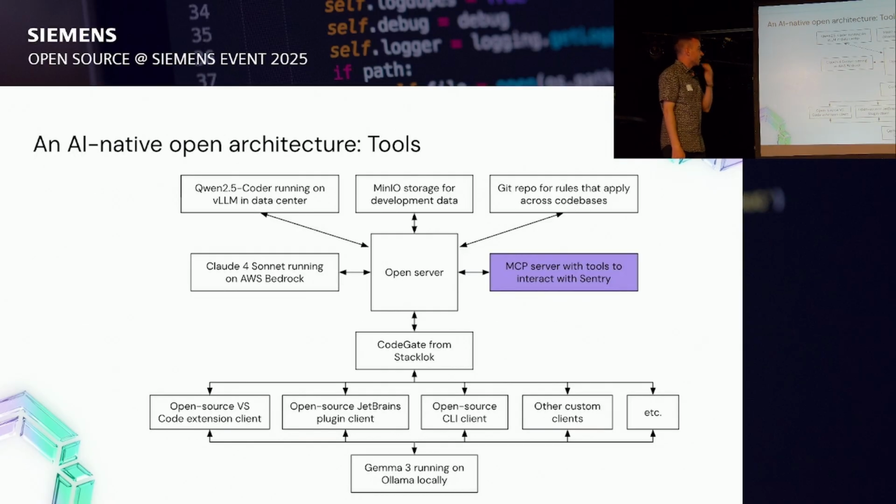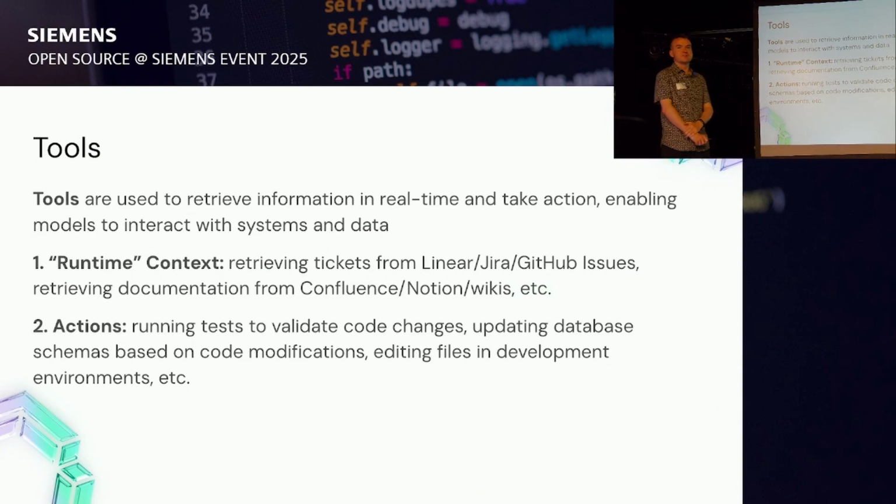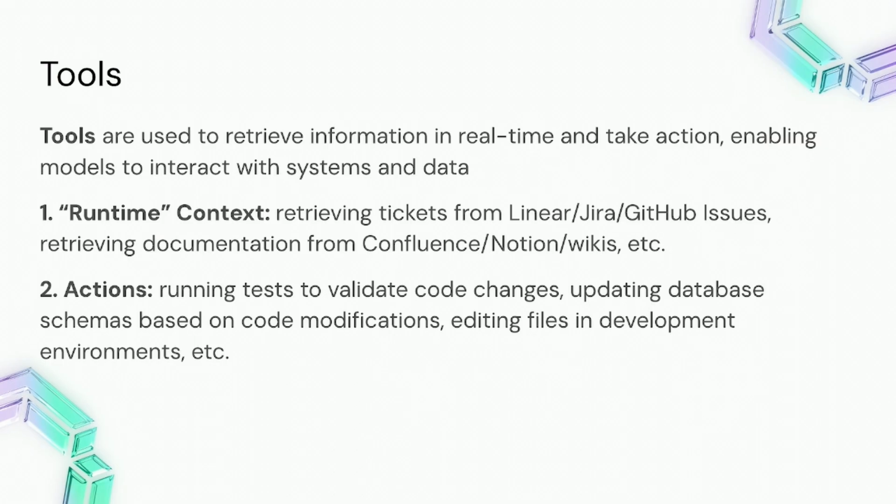And so an MCP server with tools to interact with Sentry is the next part of this example open architecture. The models need to be able to retrieve information in real time. So if you're using Jira or Confluence or Linear, they can grab those tickets and have them in mind when they make a suggestion, when they offer code to you. But the other thing is being able to take action so that they can validate their code changes, update database schemas based on the code modifications, and edit files in the development environment. So you need to be able to give them tools.